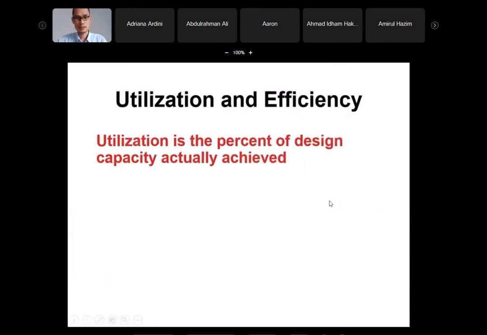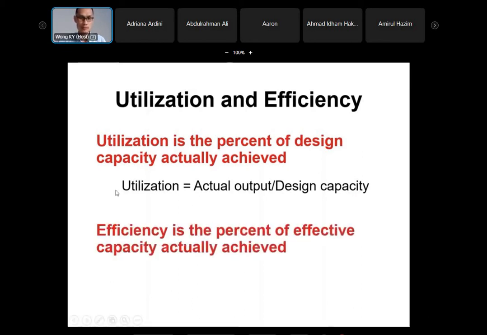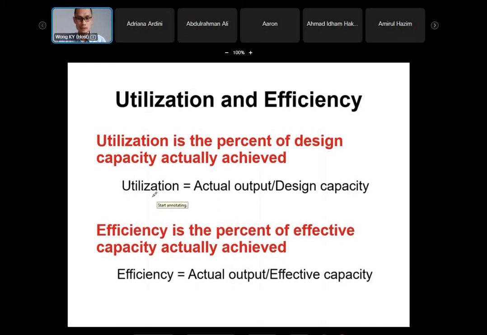Once you understand the design capacity and the effective capacity, we can calculate two important measures called utilization and efficiency. Utilization is the actual output that you achieve. We're talking about production, not cars. So it is the actual number of outputs produced divided by the design capacity. Efficiency is the actual number of outputs produced divided by the effective capacity.